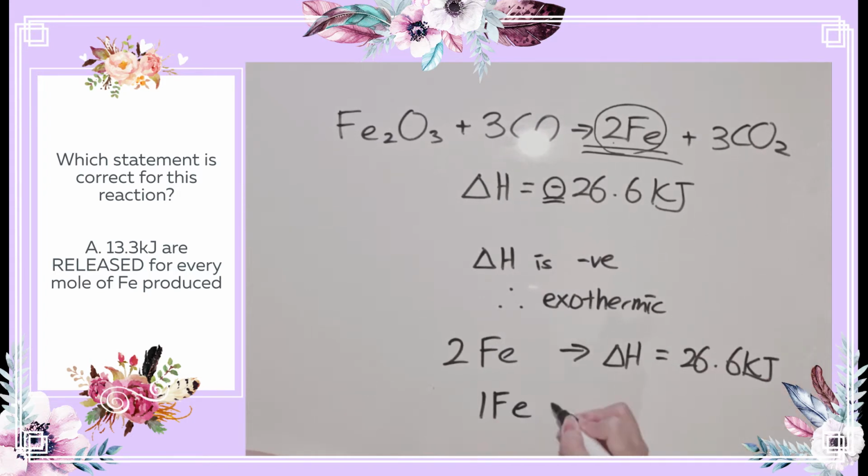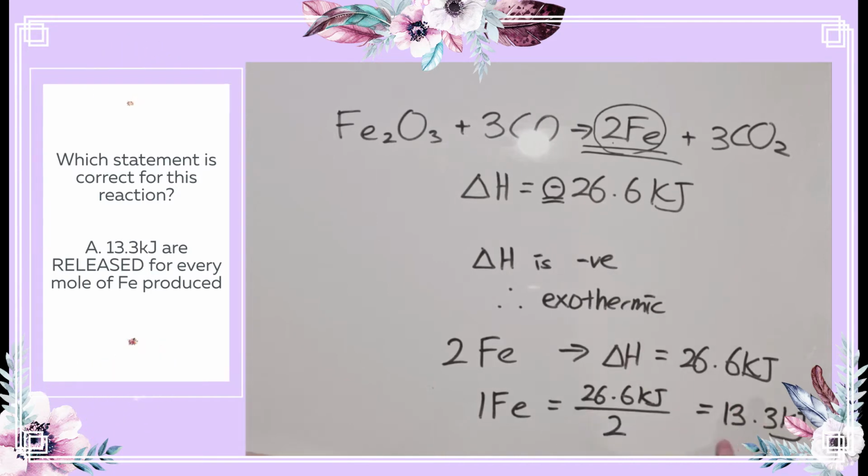As the question wants to know how much energy is released per mole of ion, we need to divide the delta H by 2.